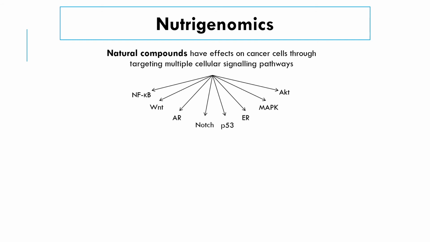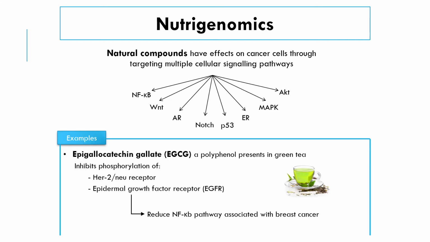I'm not going to go into this in detail. I just brought this as an example. The polyphenol that green tea has can reduce the NFKB pathway that's associated with breast cancer, right? So we don't need to know any of this, but we need to know that this already exists. So when you start to hear things such as green tea can be good because it inhibits phosphorylation of the HER2 or the EGFR, that receptor, ultimately helping breast cancer, well, then there you go. So there are a lot of natural compounds that can affect cancer cells through targeting the cellular signal pathways. And this is where the science and nutrigenomics is going.